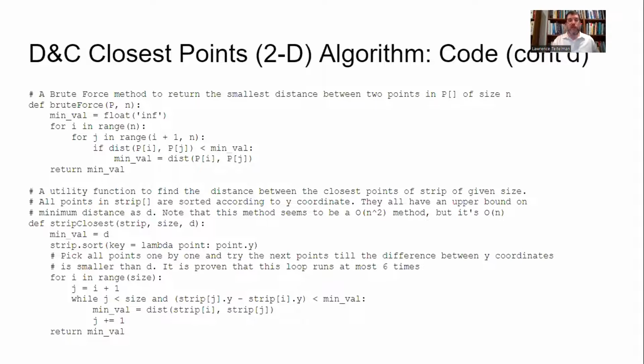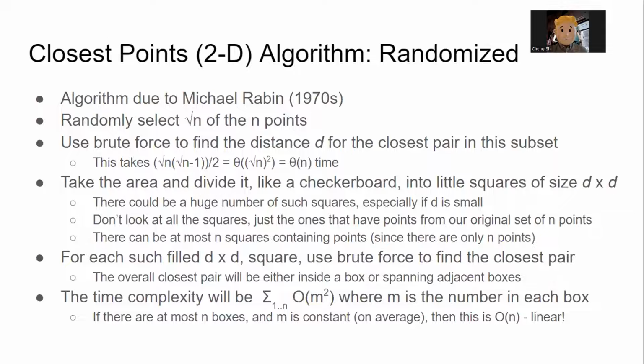Why do I need to consider adjacent boxes? Because if I have 2 points in different boxes, but they're right near the border of those 2 boxes, then they could actually be closer than the D as well. So that's what this bullet point is saying. For each such D times D box, use brute force to find the closest pair. The overall closest pair will either be inside a box or spanning adjacent boxes. So I don't just have to look within the box. I have to look at all the neighbors. How many neighbor boxes does a box have? Think about a checkerboard. How many adjacent boxes are there on a checkerboard? The max. 8. 8, correct.